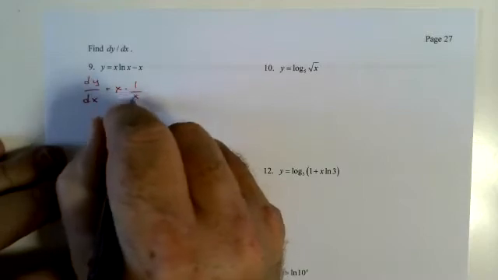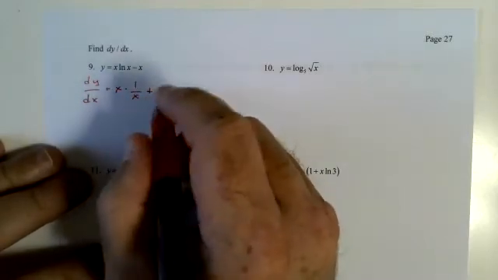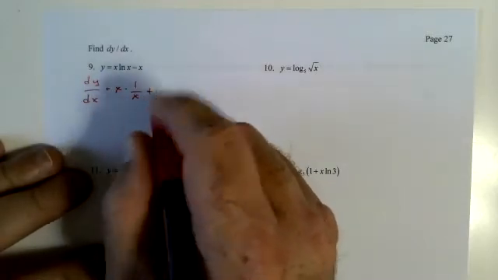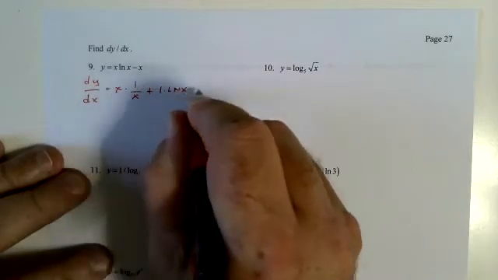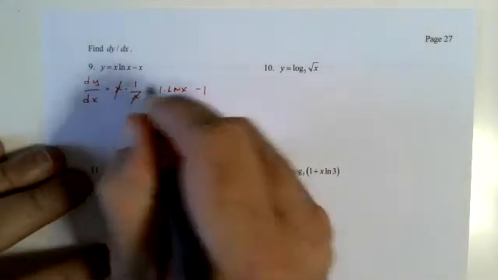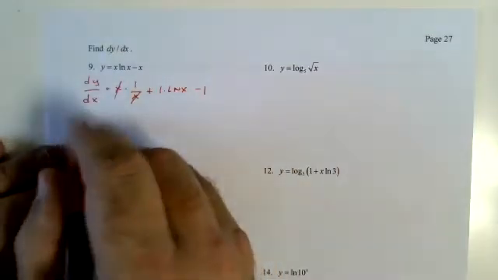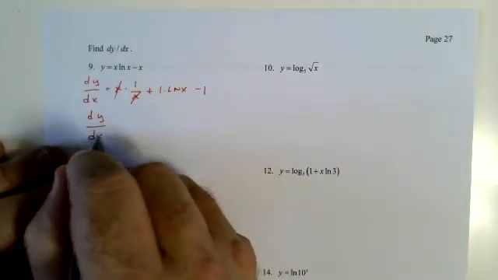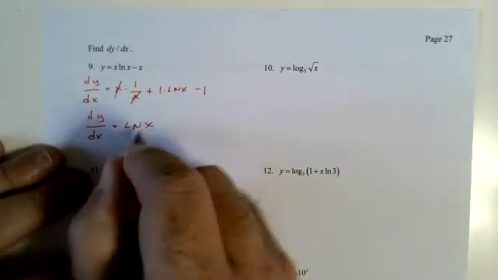Leave it 1 over x plus 1 times ln of x minus 1. 1 minus 1 is 0. Dy dx equals ln of x.